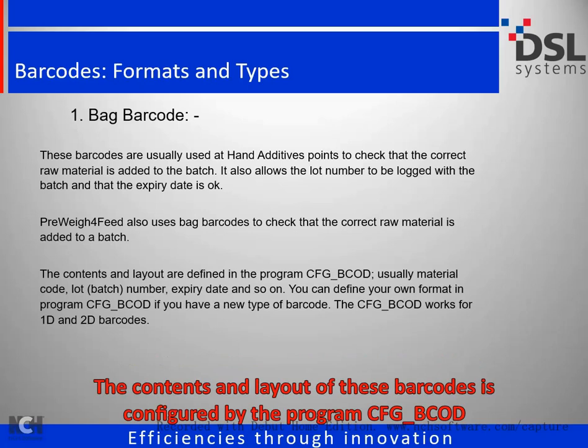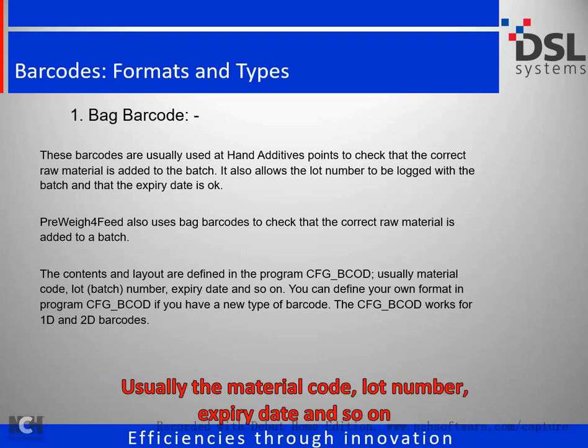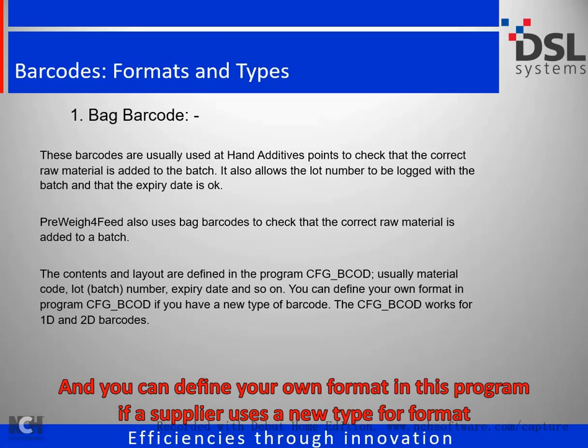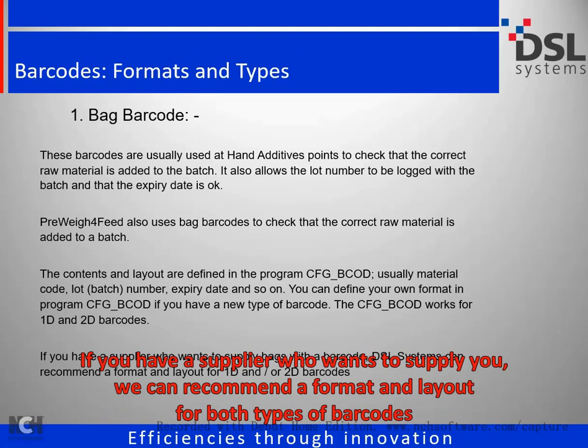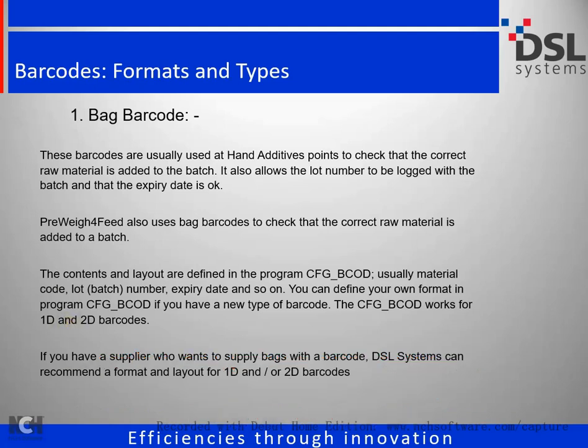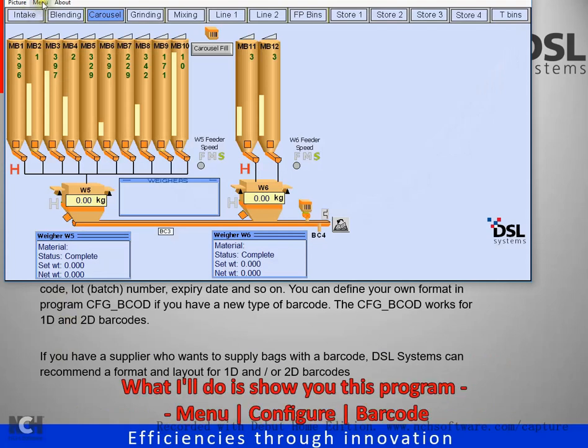So the contents and layout are defined in this program called CFG Barcode. Usually the material code, the lot number, expiry date and so on, and you can define your own in this program if you have a new type of barcode supplied to you. This program also works for 1D and 2D type barcodes. If you have a supplier that wants to supply bags with a barcode, we can recommend a format and layout for both types of barcodes. So what I'll do is I'll show you this program.